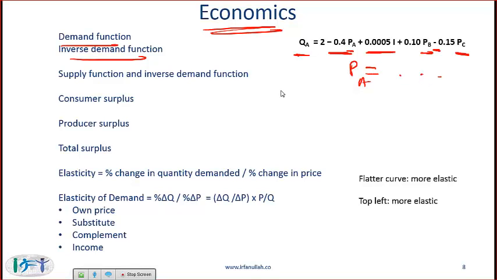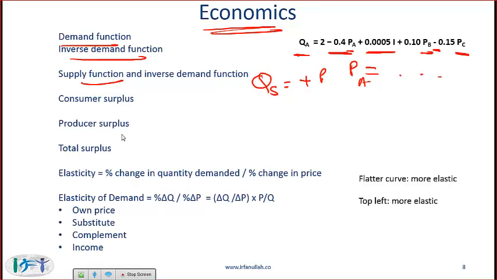Supply function has a similar form, but generally with supply function, the quantity supplied for a given product will have a positive relationship with price and a negative relationship with wage or some other cost.